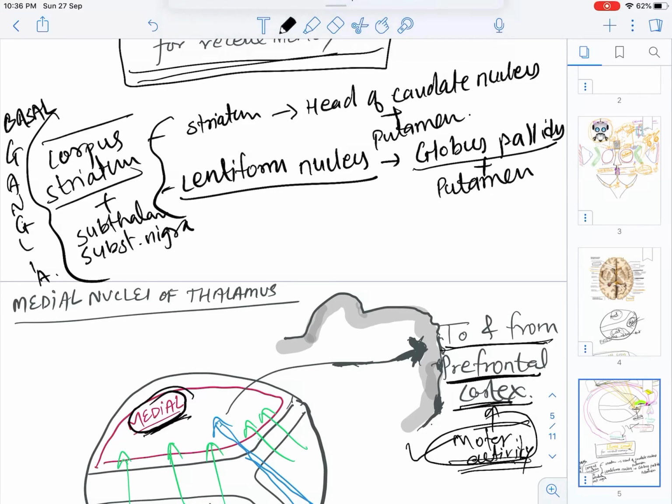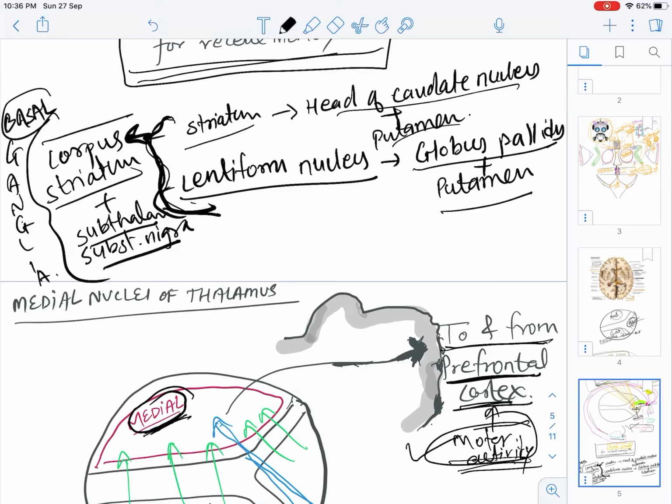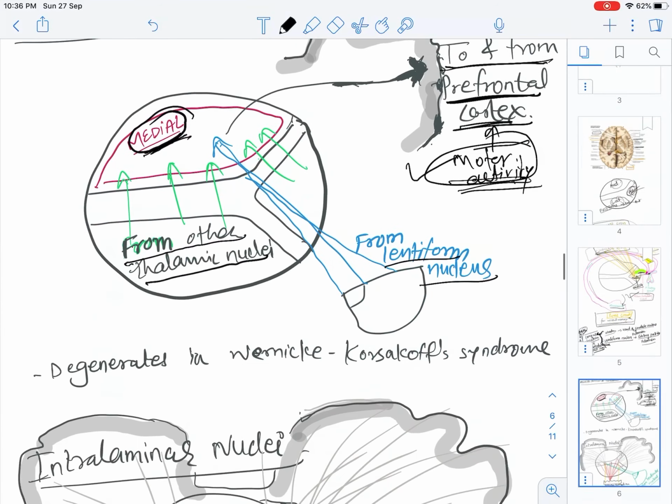Okay, what is lentiform nucleus? Lentiform nucleus is globus pallidus plus putamen. And then what is striatum? It is head of caudate nucleus plus putamen. Both of these structures are called corpus striatum, and corpus striatum with subthalamus and substantia nigra, these are called basal ganglia. So not to confuse with the terms.